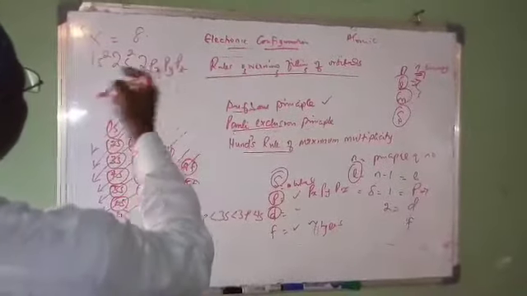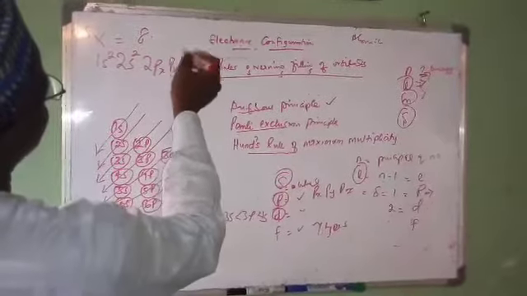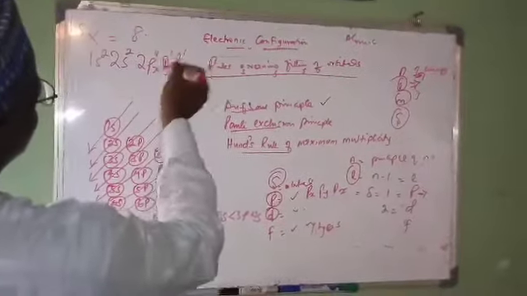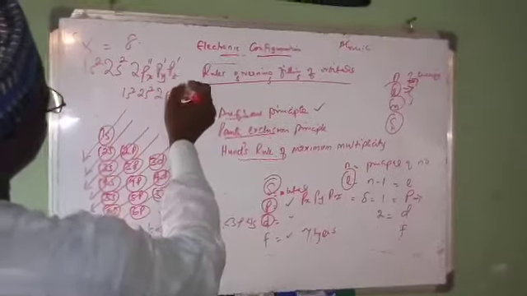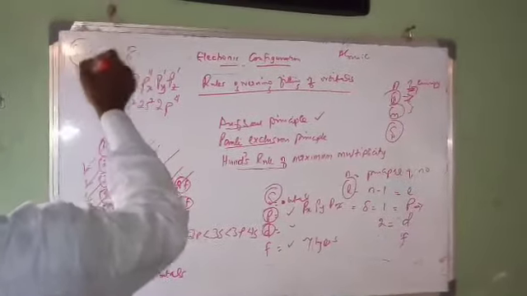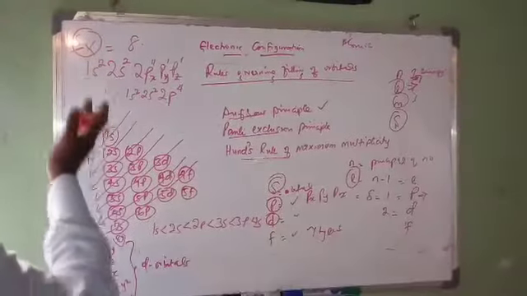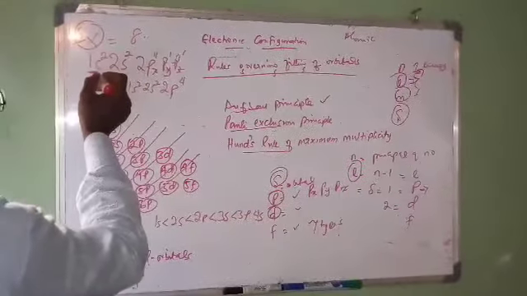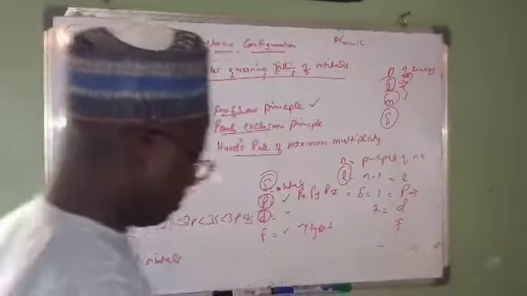So 2 plus 2 is 4. We have 4 remaining. The remaining 4 go in like this: 1, 2, 3, 4, which is 1s2, 2s2, and 2p4. This is for an element X with atomic number 8. That is what the Aufbau principle is telling us: you have to start filling from the orbital with the least energy before that of the higher energy. Now let us look at Pauli's exclusion principle.